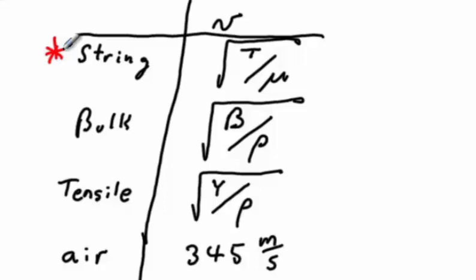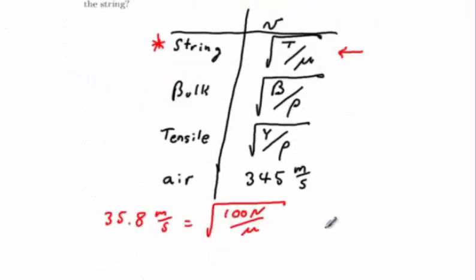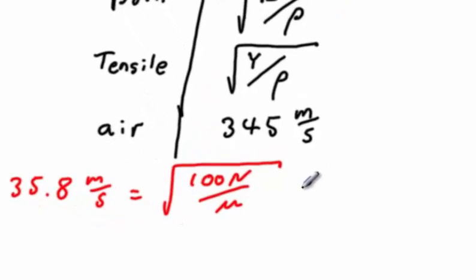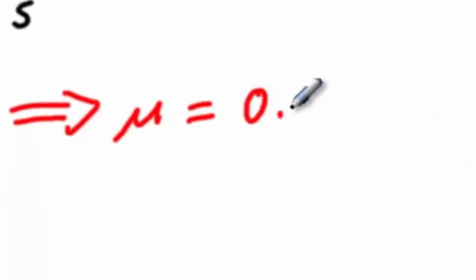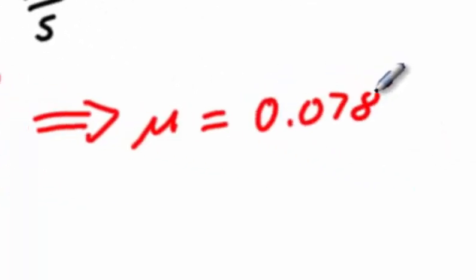Therefore, we'll be able to take the velocity that we solved for in the previous part of the problem and set it equal to the square root of tension divided by mass per unit length, as shown here. 35.8 meters per second equals the square root of the tension of 100 newtons divided by the mass per unit length, and this leads us very simply to the solution that the mass per unit length is equal to 0.078 kilograms per meter.